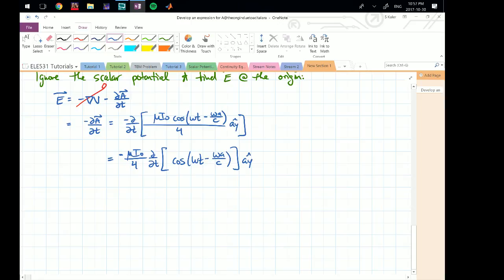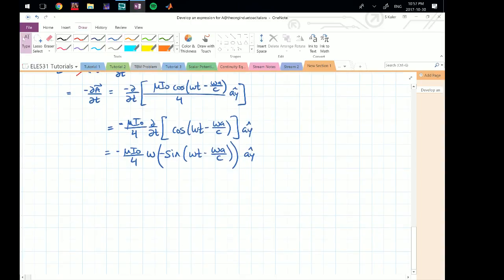So I'm going to multiply that with the derivative of the whole entire cos function. And so the derivative of, well, why don't we just write this out here first, times omega, and now the derivative of the cos whatever inside is going to be sine, well, minus sine omega t minus omega a over c in the ay direction. Now you'll notice these two negatives will really cancel one another, and we'll be left with omega mu I naught over 4 sine omega t minus omega a over c.